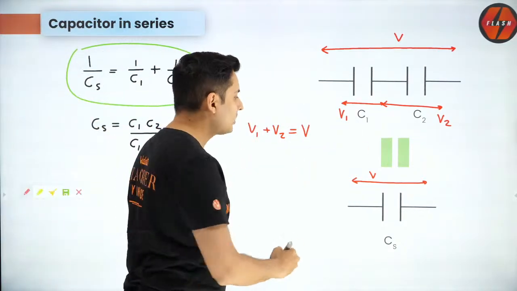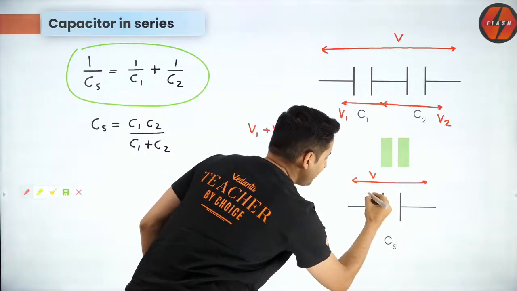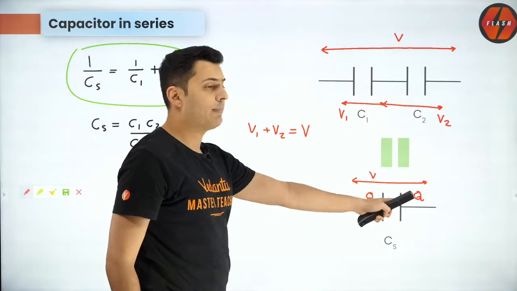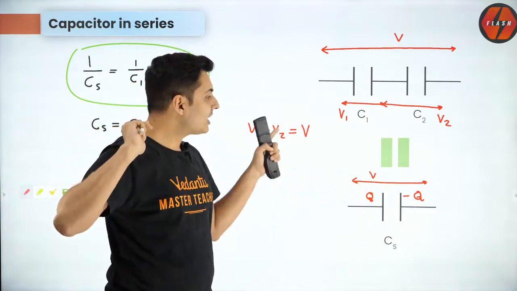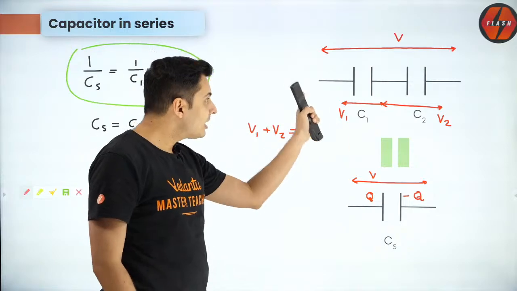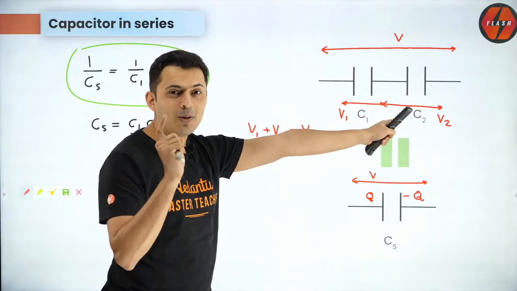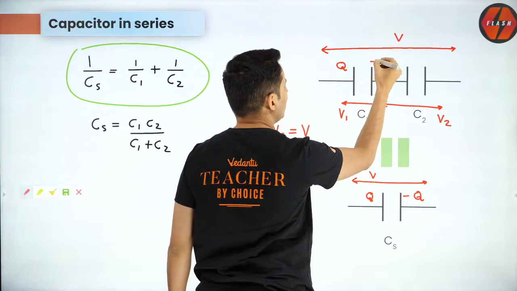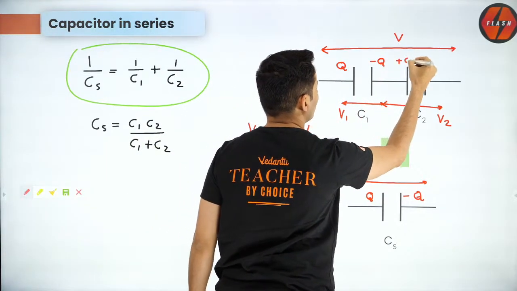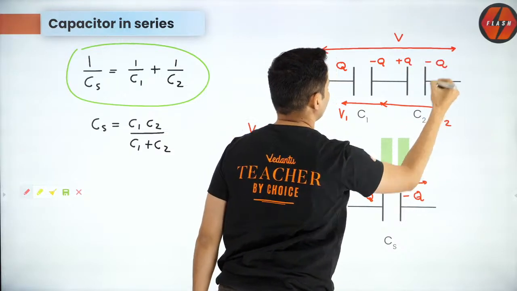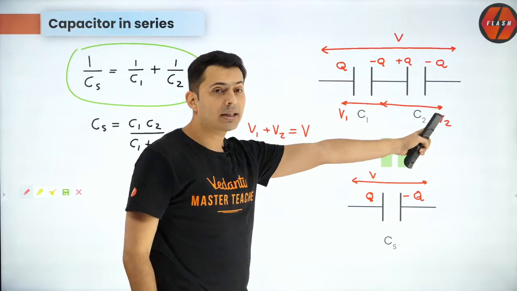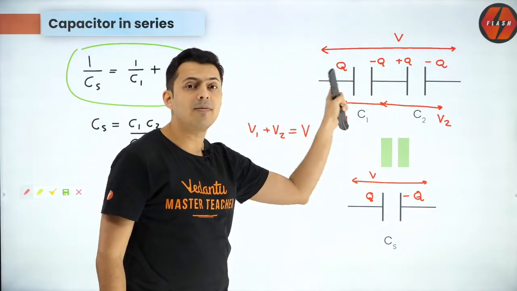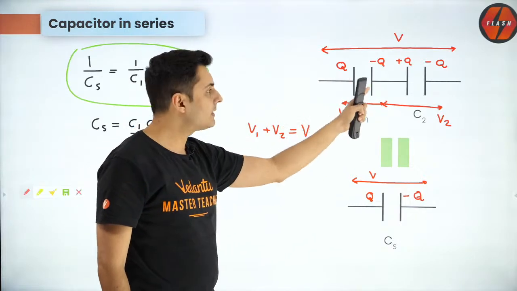Now let's talk about the charge. If this capacitor has a charge of Q, just like the current flowing in a resistor is the same, the charge on the capacitors will be the same when they are in series. So keep this in mind. Here, if you write Q, here you should put minus Q, here you should put plus Q, and again you should put minus Q. So the charges, no matter what the capacitances are, are always the same when the capacitors are arranged in series.